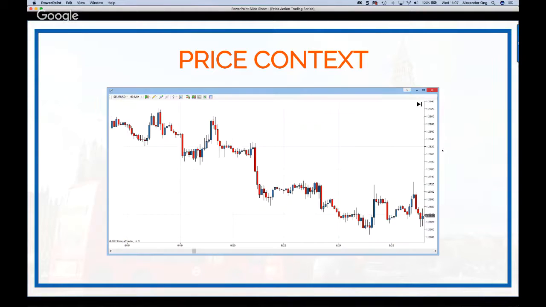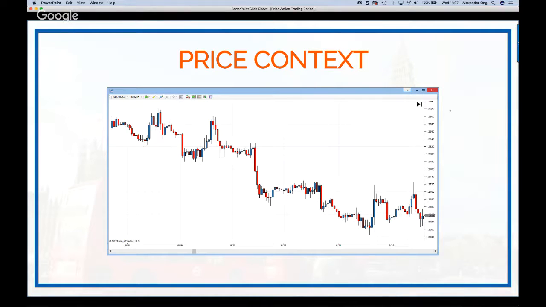So let's take a look at this chart here. This here is a 60-minute chart. Okay, now looking at this chart here, what direction would you say the market is going in? Hopefully, you're all sat there screaming, it's going down. You know, it's not a strong downtrend, but it's definitely a downtrend. So we look at that on a 60-minute chart.